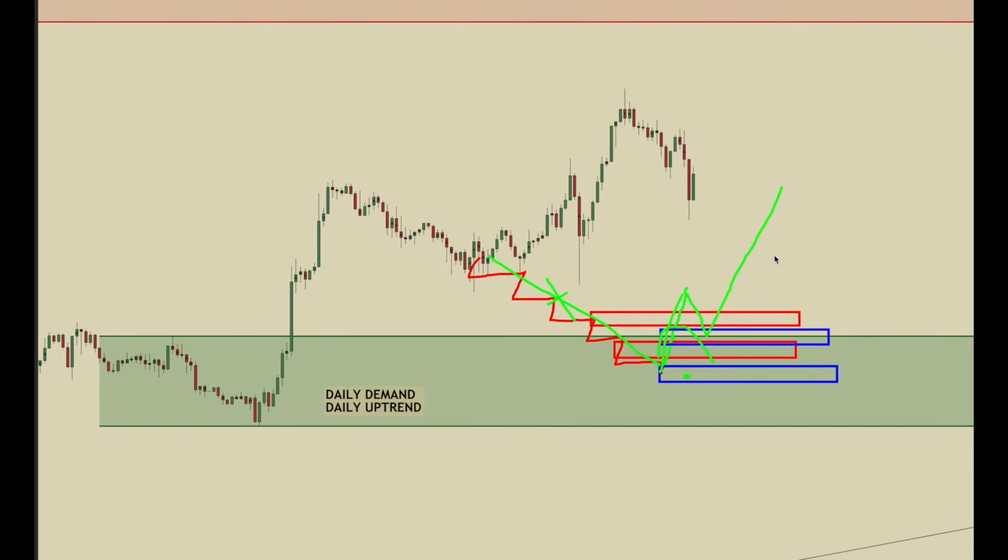With that being said, we're going to hop into the other example when your highest time frame is not on an uptrend.